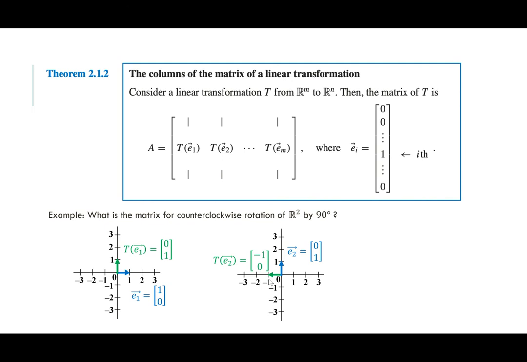And now we have enough to write down the matrix of a rotation by 90 degrees. The first column is the transformed first vector, (0, 1), and the second column is the transformed second vector, (-1, 0).